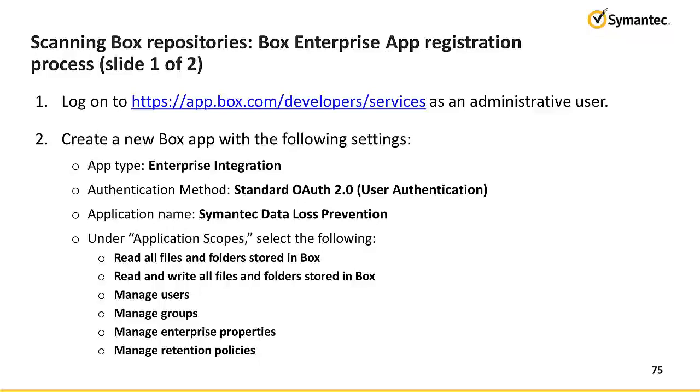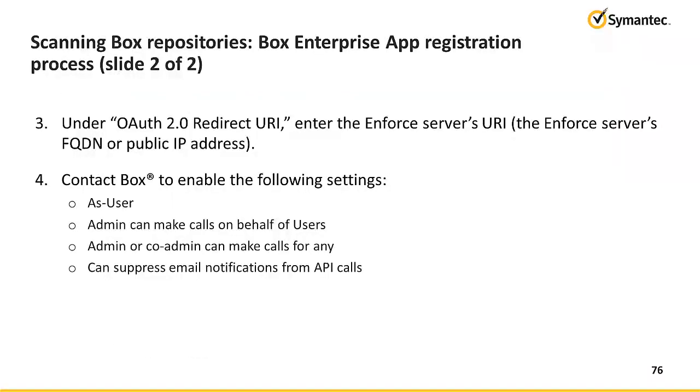Under Application Scopes, select all of the following: read all files and folders stored in Box, read and write all files and folders stored in Box, manage users, manage groups, manage enterprise properties, and manage retention policies. Under OAuth 2.0 Redirect URI, enter the Enforce server's URI, that is, the Enforce server's FQDN or public IP address.